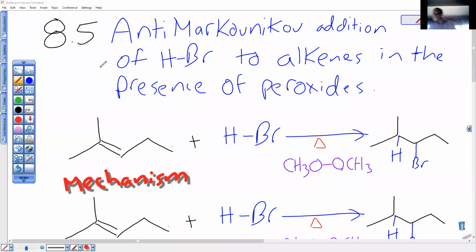Everybody, we had a request to do section 8.5, the anti-Markovnikov addition of HBr to alkenes in the presence of peroxides. The peroxides change the whole mechanism.